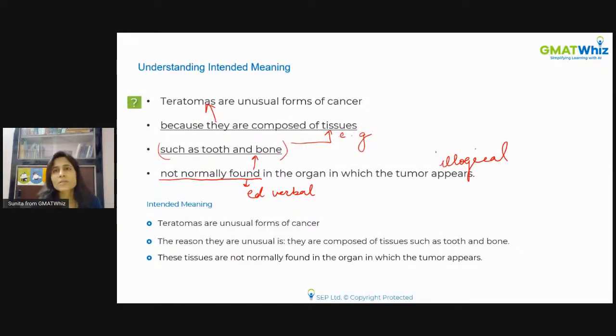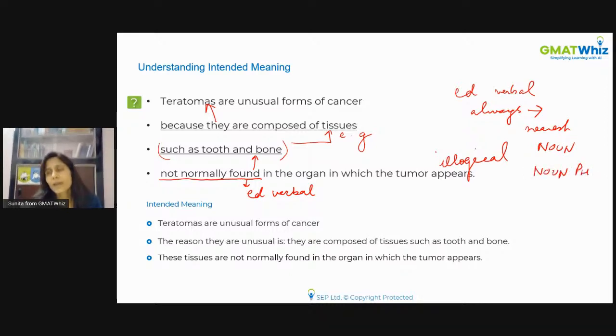And ED verbal, guys, this is to be remembered, and I'm going to round it up at the end also. The ED verbal always modifies either the nearest noun or the nearest noun phrase. Remember this, guys. So this ED verbal here could be referring to bone. But here, since we have an and, it should refer to tooth and bone. Or it could be referring to a noun phrase which was lying nearest to it. This is irrespective of whether there is a comma or not. Even if I had a comma between tooth and bone, not normally found would still modify the nearest noun. So this is your takeaway here, guys, about ED verbals. And that's what you've got to look out for.